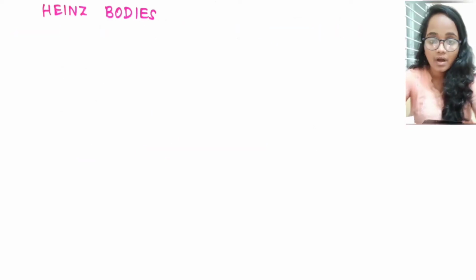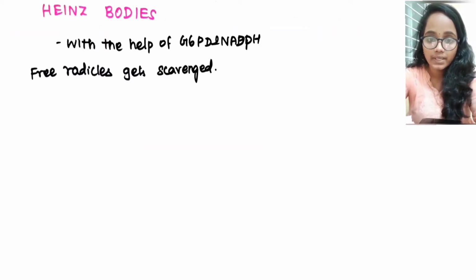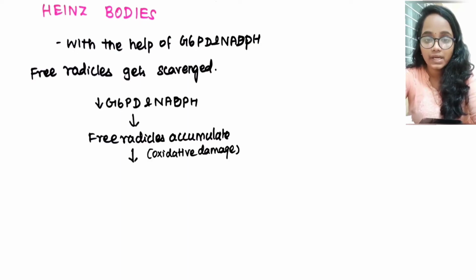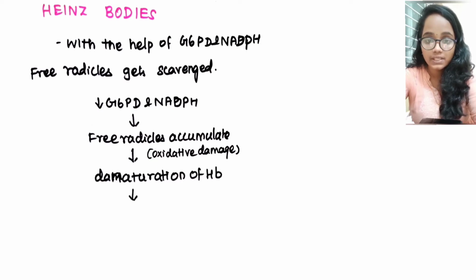Heinz bodies. How are they formed? Normally, free radicals are scavenged with the help of the G6PD enzyme and NADPH. When there is a deficiency of the G6PD enzyme and NADPH, these free radicals accumulate. They denature the hemoglobin. This denatured hemoglobin accumulates and attaches to the RBC cell membrane. It forms the Heinz bodies.